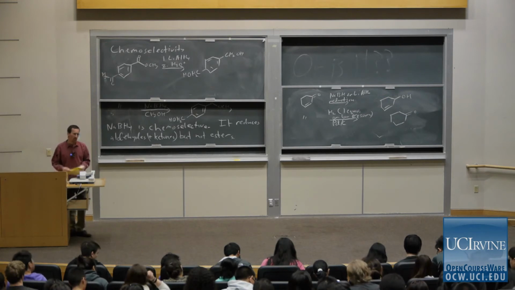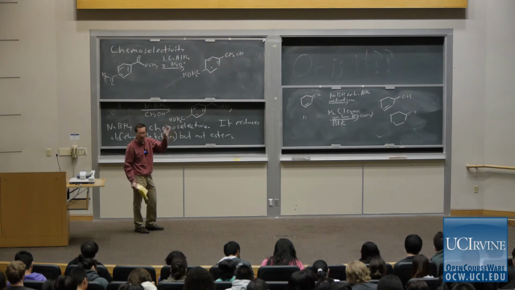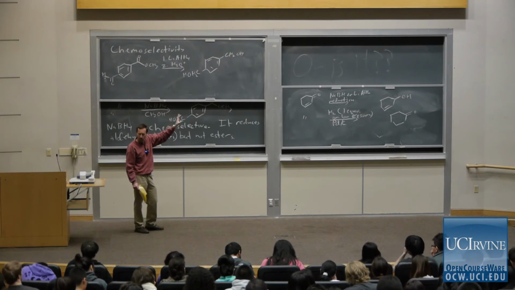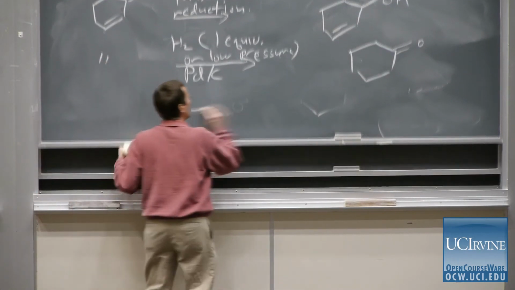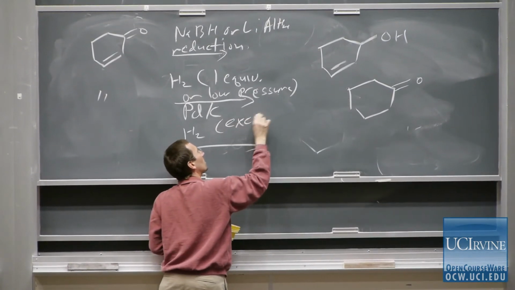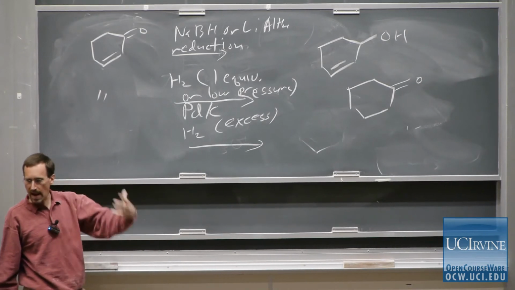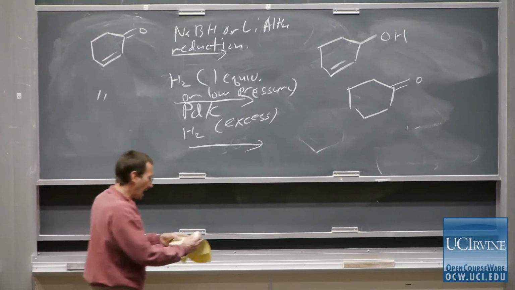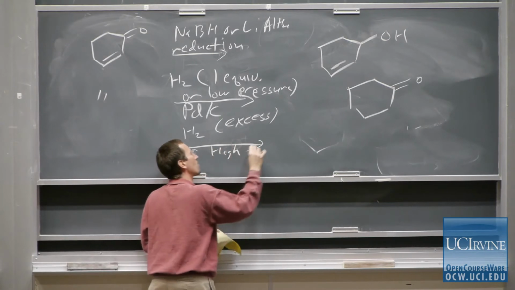Hydrogenations of carbonyls are more difficult. It requires more effort to reduce the carbon-oxygen bond. In other words, hydrogenation is chemoselective for the carbon-carbon double bond. But if you beat on it, your textbook writes it as H2 excess. That might be a big balloon of hydrogen and monitoring the reaction for a long time, or sometimes people will carry out these reactions at higher pressure. I'll say high pressure.